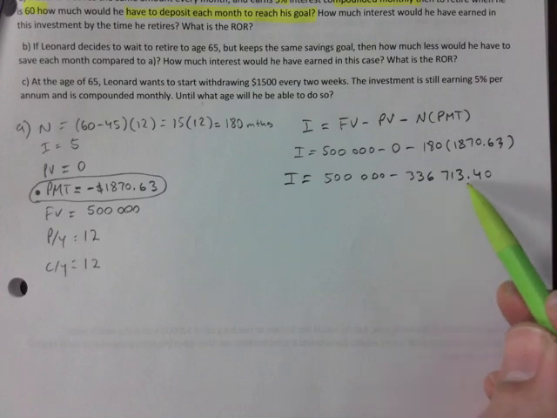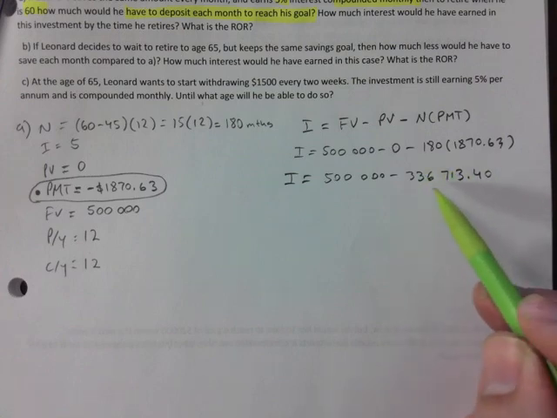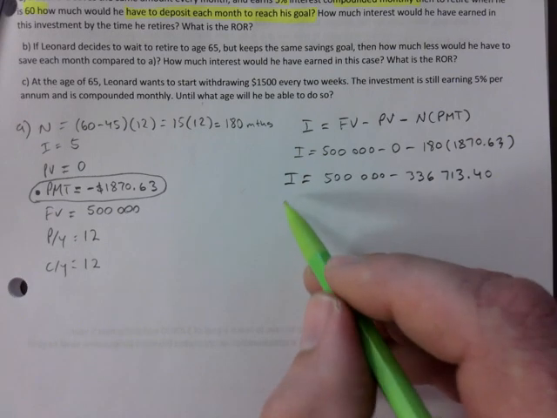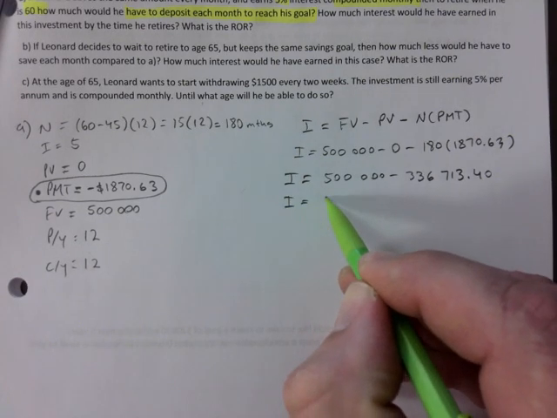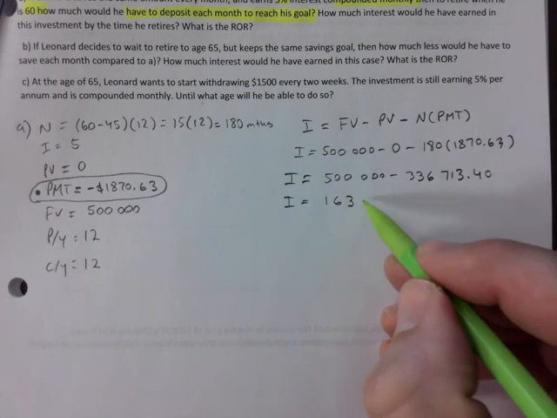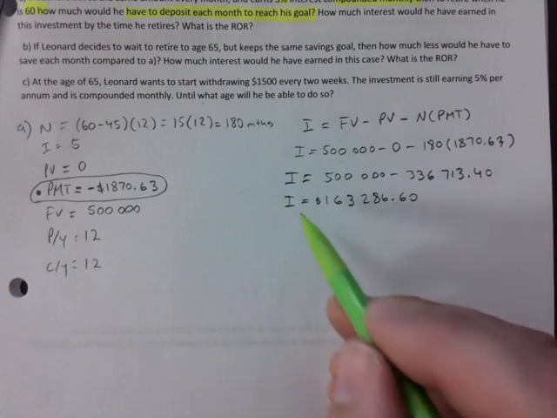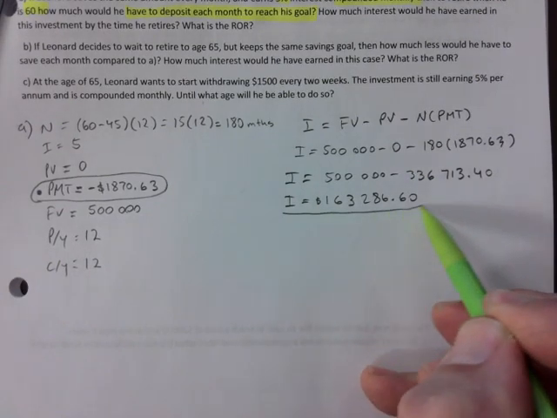This number is actually how much you've put in. The money that came out of your pocket that you've saved up month after month. That's what that number represents. So it's going to come in handy for what we're doing next. If you subtract, you get 163,286 and 60 cents. So this is the interest earned.